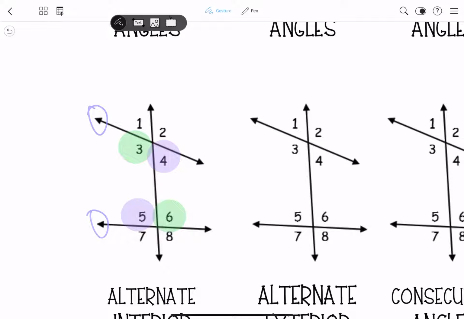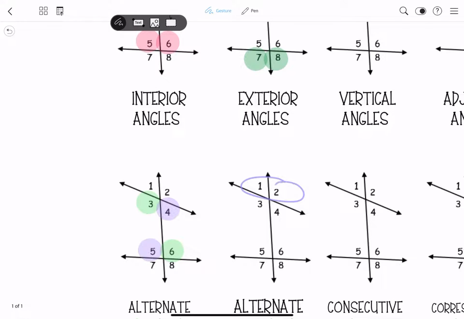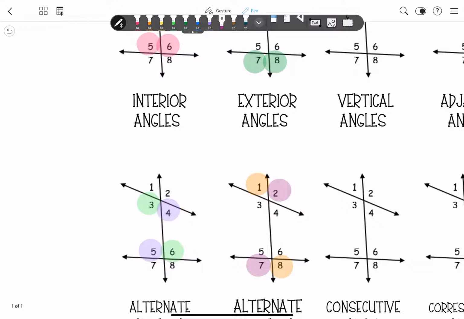were parallel. The same thing can apply here to our exterior angles, and these can be congruent. So we've got our orange, we've got 1 and 8, and then we've got 2 and 7. And these are across, and they're on the outside, they're our exteriors. So they can be congruent if and only if these two lines are parallel. Don't ever assume that they're parallel.